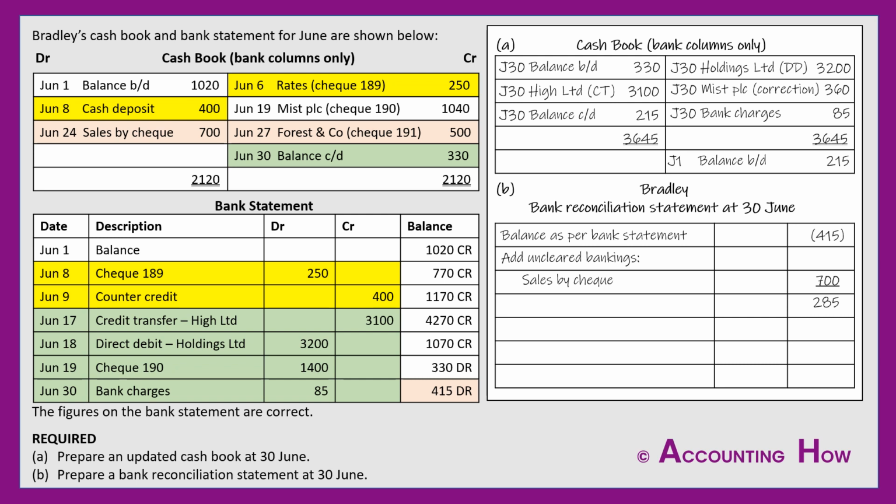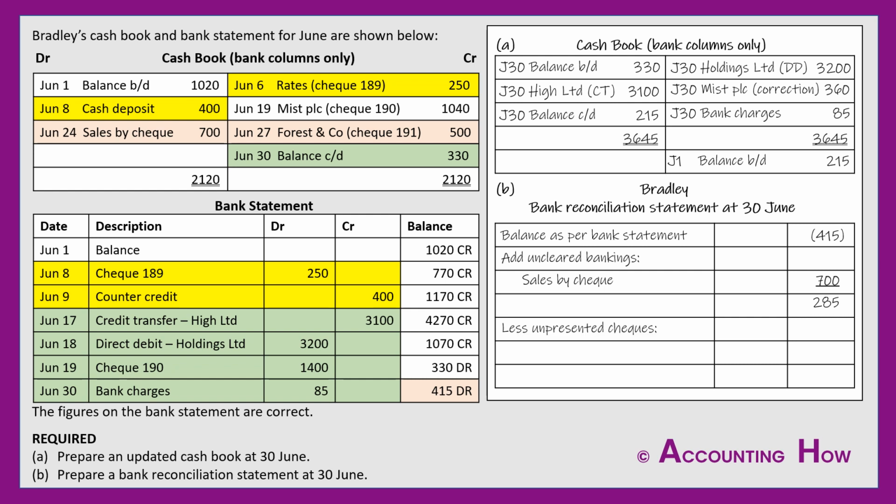However, the final thing on the credit side in his cash book, he's got cheque number 191 that he paid to Forrest & Co for £500, and that isn't showing yet in the bank statement. So the bank doesn't yet know that he's written this cheque. Again, probably due to clearing, the time it takes for the cheque to go to Forrest & Co, to pay it into their bank, and for it all to be processed, it just hasn't yet gone through the banking system. But when it does, we know that the bank balance is going to go down by £500.